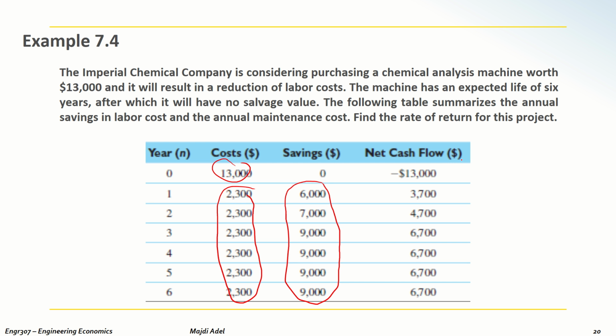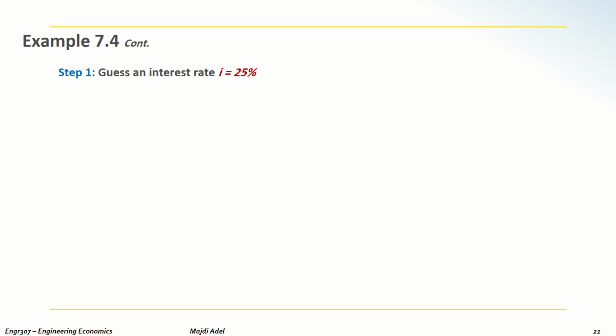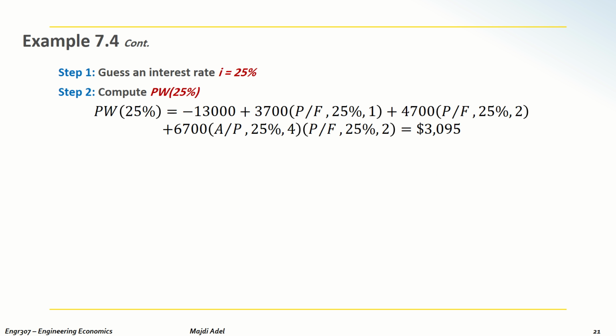It will save money as indicated in the table. So the first step is to calculate the net cash flow. Net cash flow is inflow minus outflow. 0 minus 13,000 is minus 13,000. 6,000 minus 2,300, 3,700, and so on. Next, we will solve the equation present worth equals 0, but now we need trial and error. So we have to guess or assume an interest rate. Let's assume 25%.